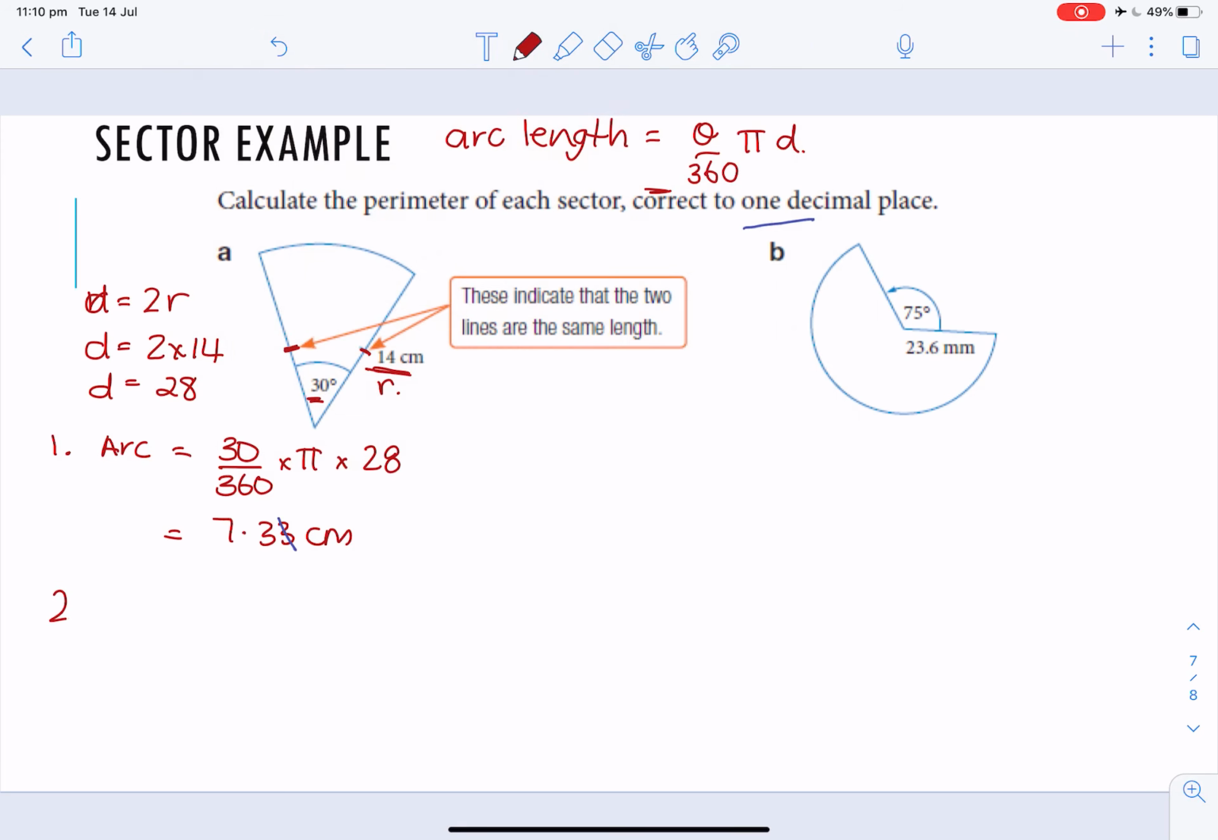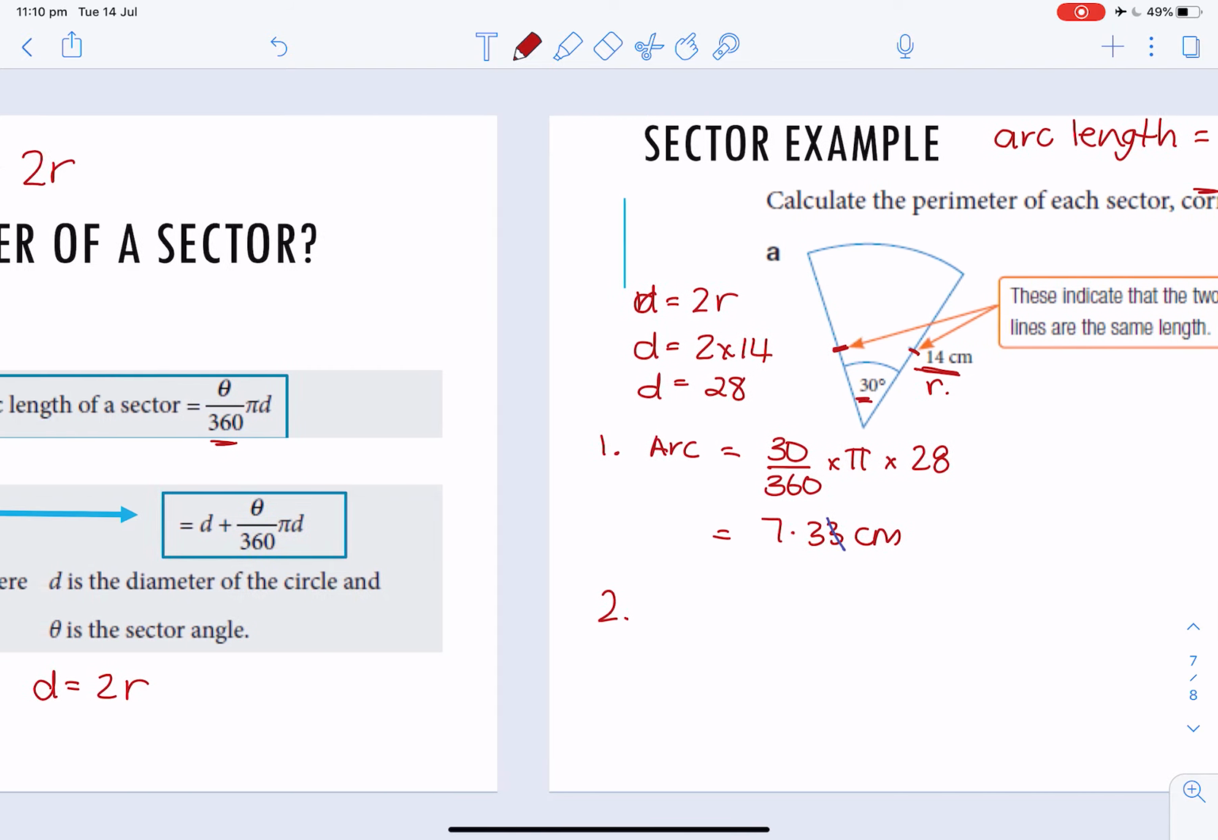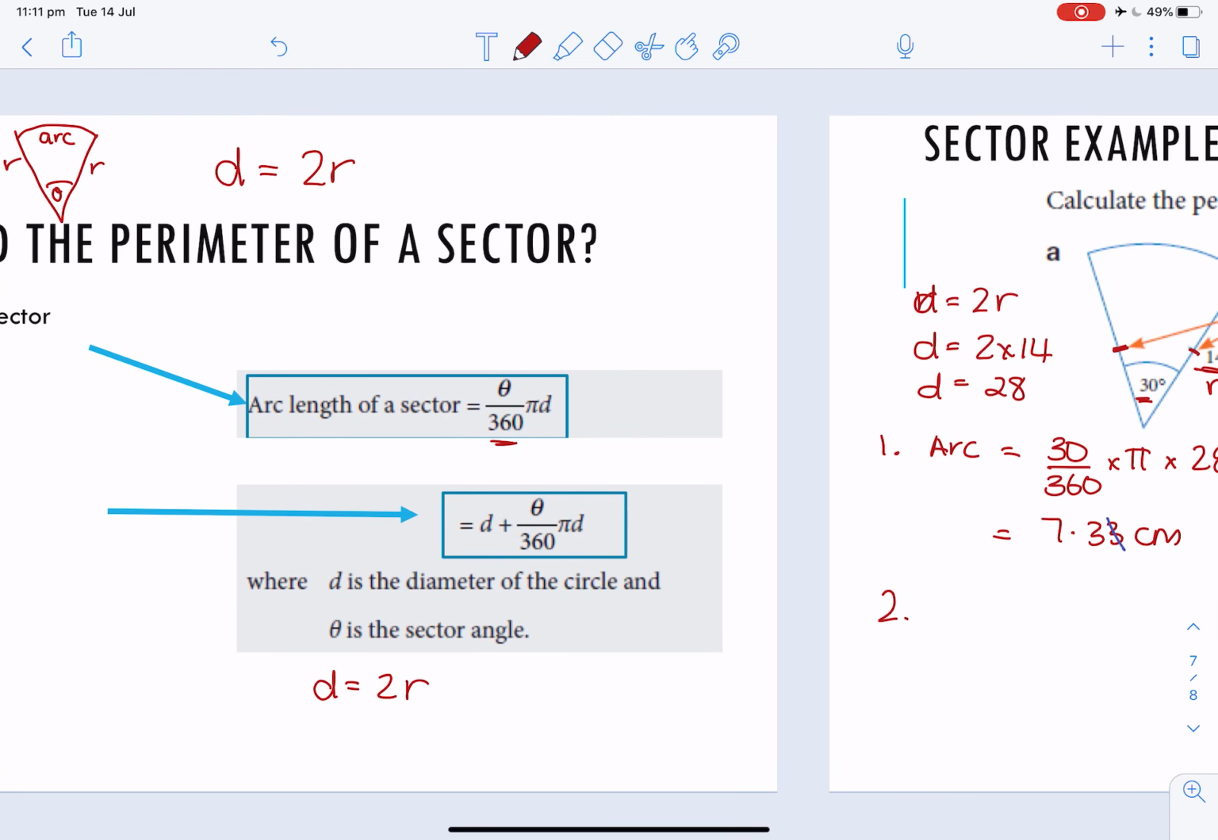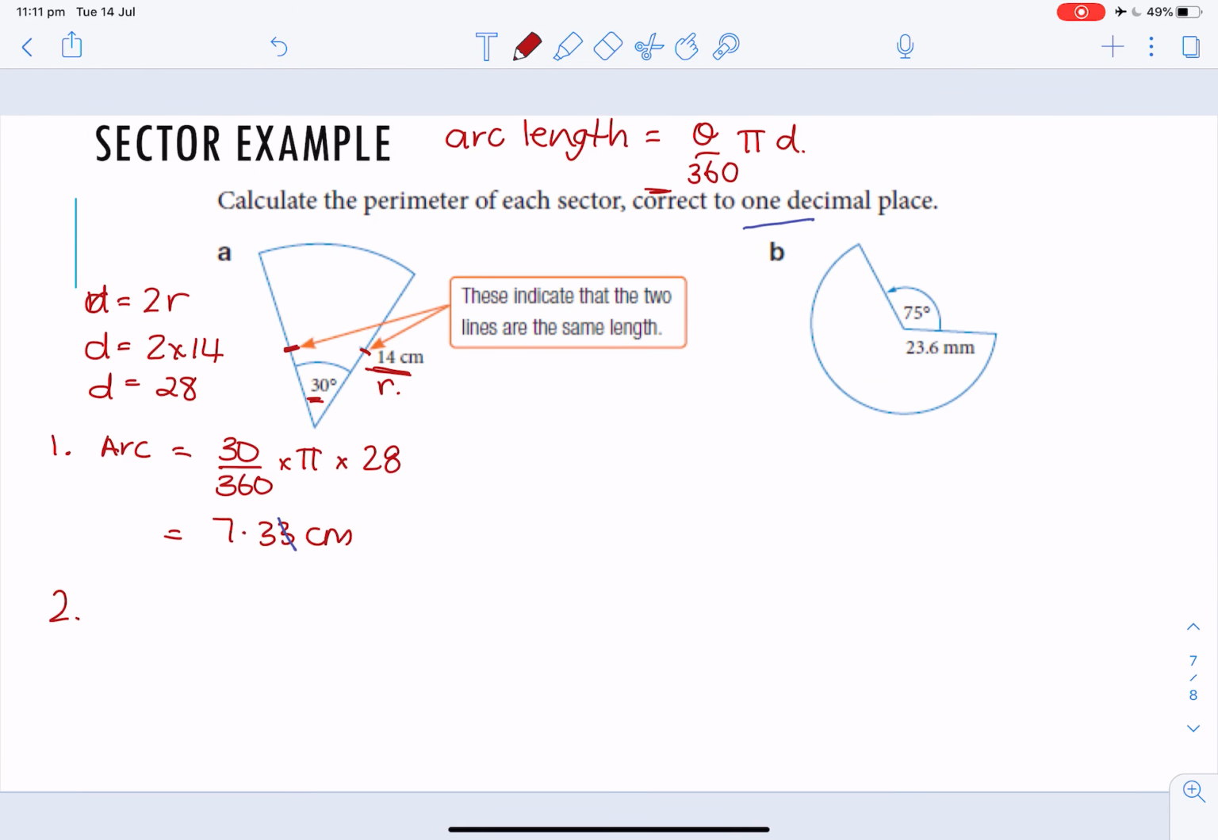Then I move on to step 2. And step 2 for this, we'll go back a screen, is the diameter plus the arc length. So my perimeter is equal to my arc plus my diameter. And I know that my arc length from the previous question is 7.3 centimetres, and my diameter, which I also calculated, was 28. Add them together, 35.3 centimetres. And that is, well, highlighters are better, the arc and both radii.